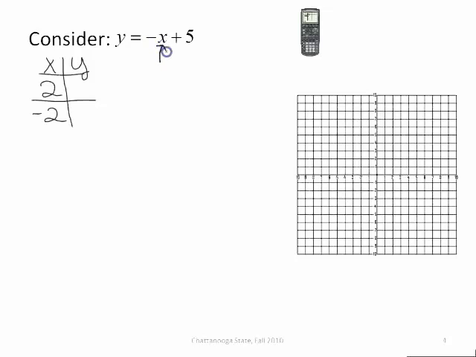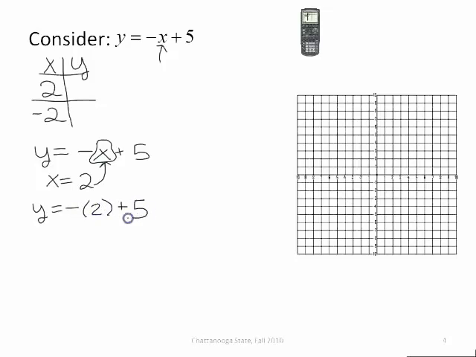When I take the 2 and substitute it in place of the x, you do need to be careful on this equation because you're only replacing the x with the 2. The negative is in front of the x, so it's going to stay there. That says to take the opposite of 2. So we have the opposite of 2 plus 5.